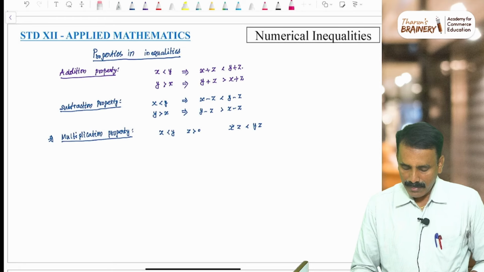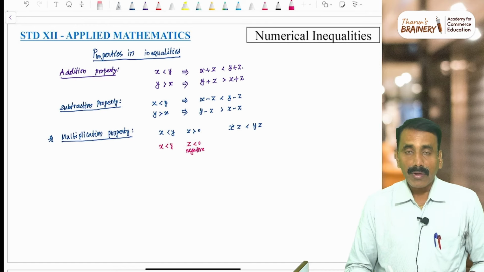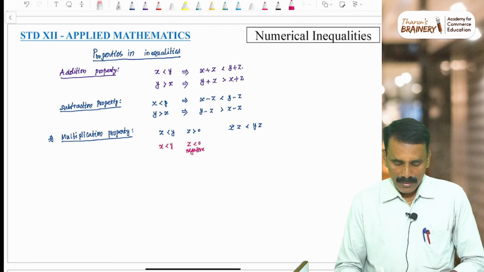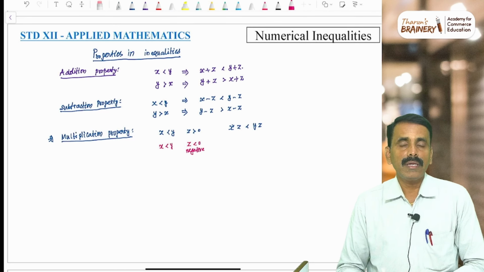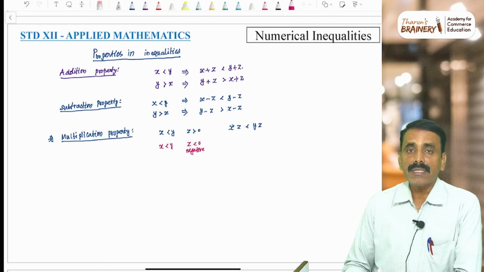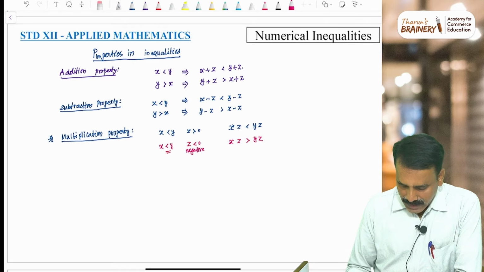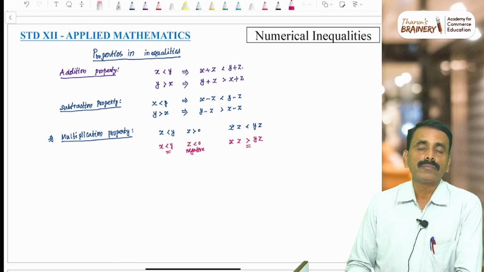Suppose I multiply by a number which is less than 0, less than 0 means a negative number. X is less than y, I multiply the inequality with a negative number, okay, z is negative. Is it clear? In that case, x z will be greater than y z. You can very well see that the inequality is getting reversed.